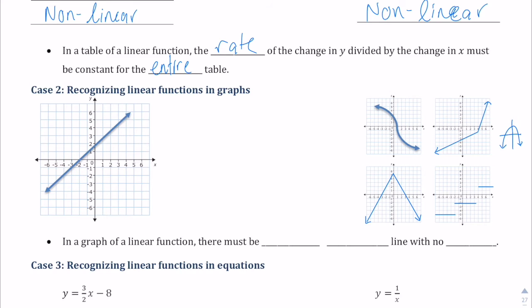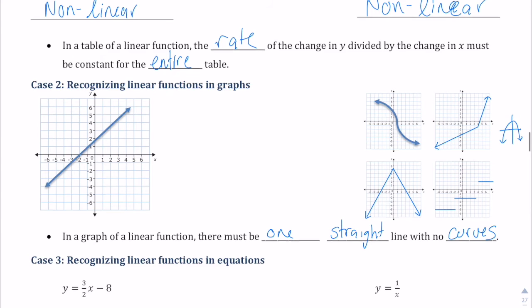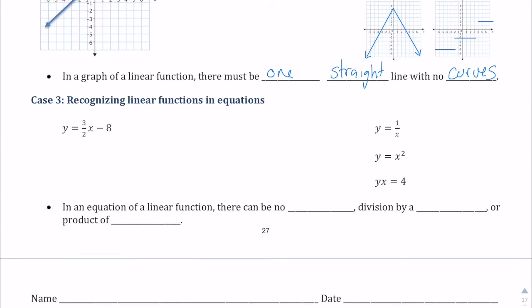So here's what we're going to sum this up as. In a graph of a linear function, there must be one straight line with no curves. Wonderful. Okay, so we got table, we got graph, now for equation. This example over here is an example of a linear equation. These examples over here are all nonlinear.